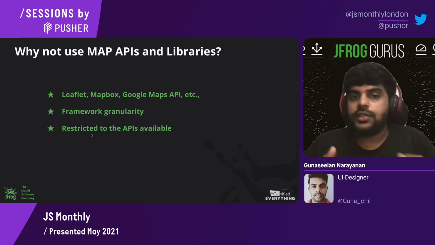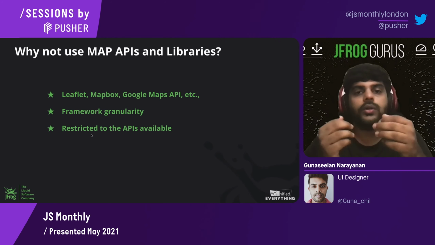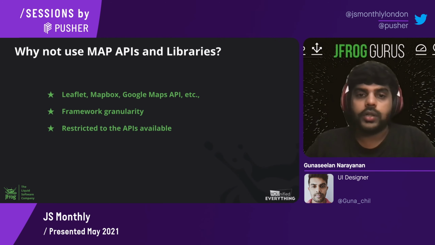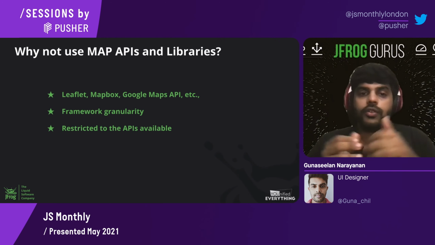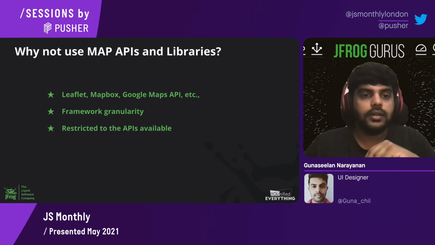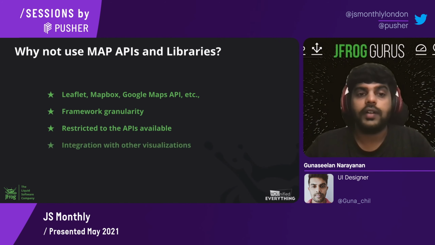And you are restricted to the APIs available. Suppose you want to implement something new, and the APIs don't support it, it will be difficult for you to go ahead, right? If you're doing it on your own, you are bound only by your own imagination. You can do whatever you want and however you want. So that advantage you get.